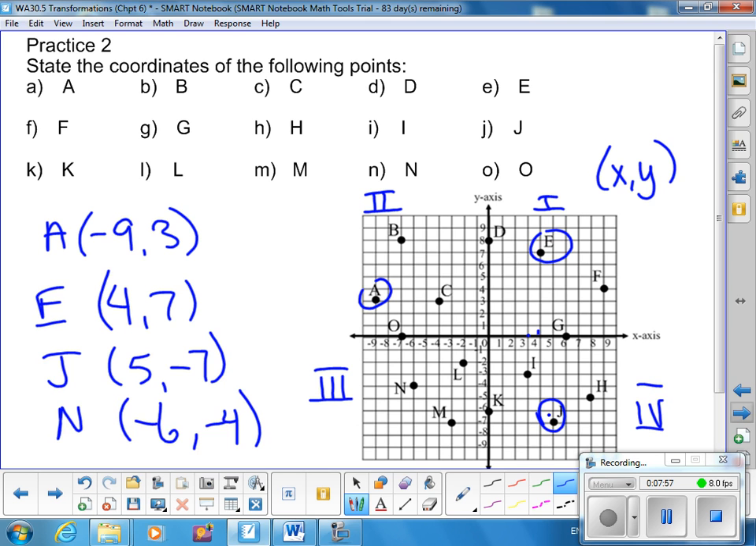Get used to writing them down and also knowing what quadrant they're in, because that will help when we do the section on rotation. So we're going to stop there, and you are going to finish the practice 1 and 2 that are on the slides.